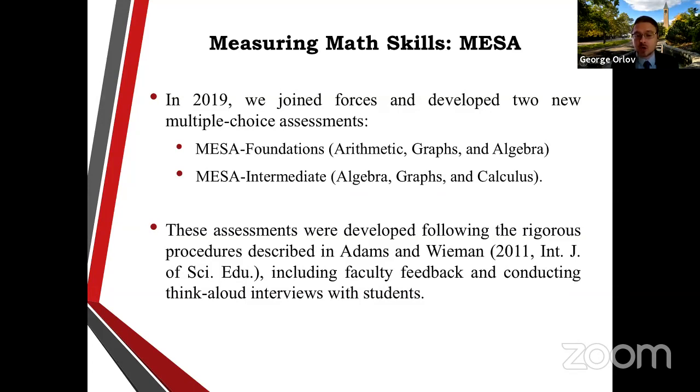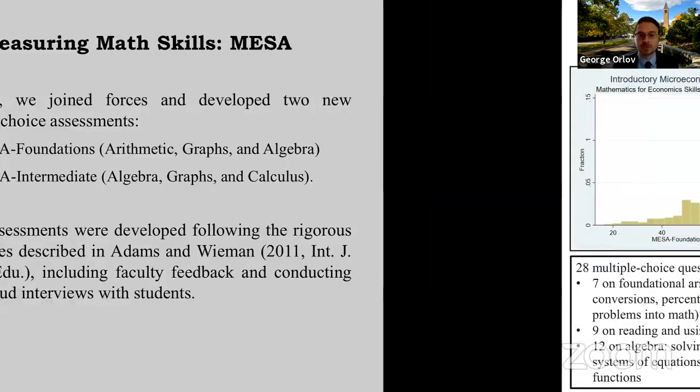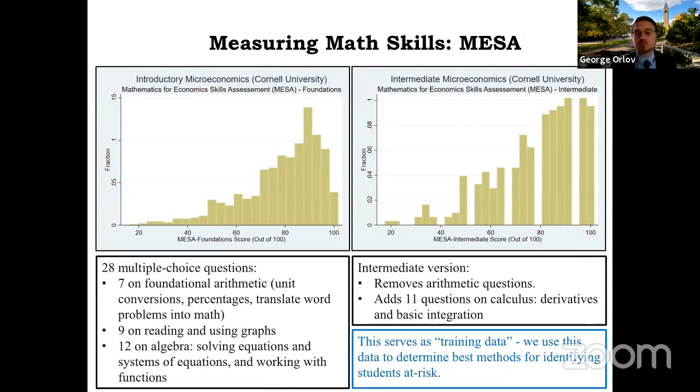When we were developing these assessments, we followed the rigorous procedures described in the paper by Wendy Adams and Carl Wieman. This means we go from learning goals to building questions. We include faculty feedback from our institutions and outside of them, and we conduct think-aloud interviews with students to figure out what their misconceptions are and where they go wrong. What do these assessments look like when we take them into the classroom? This is data from Cornell for introductory microeconomics and intermediate microeconomics.